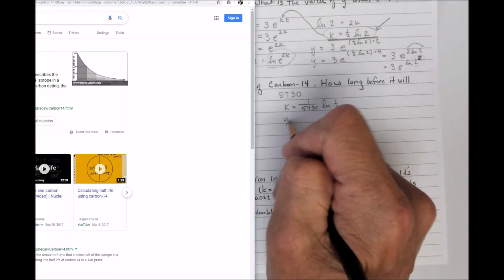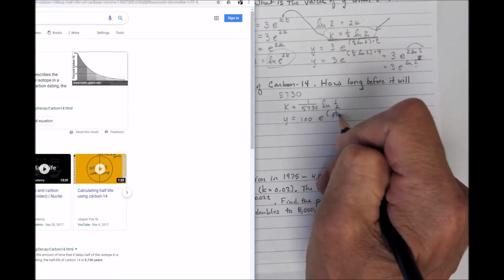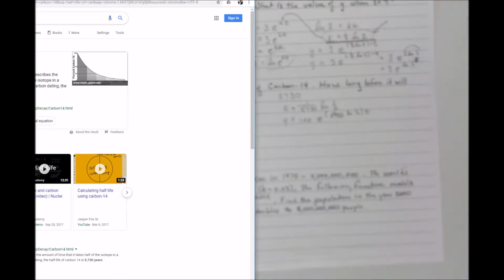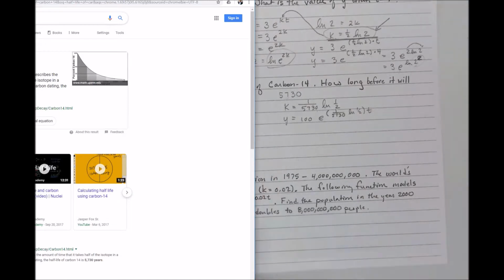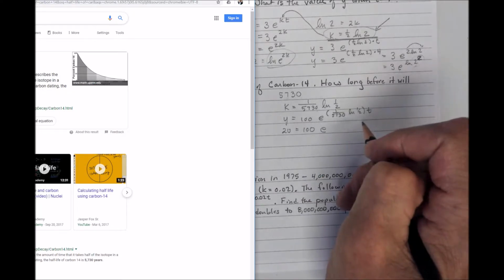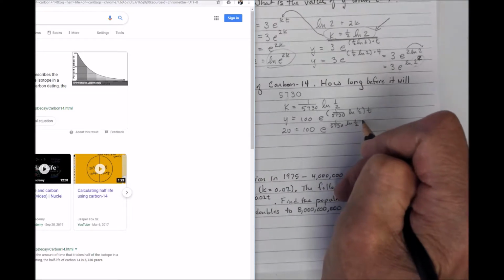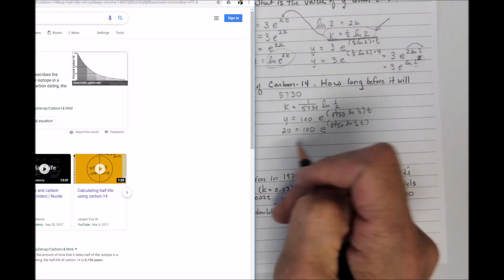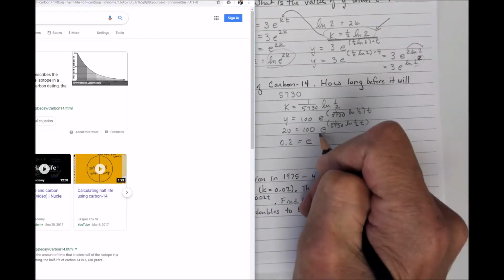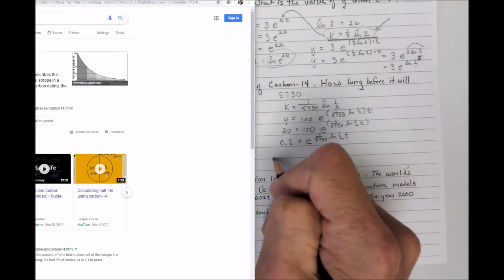I have y now equals 100. Hopefully you'll be able to read this because my handwriting's not very good. 5730, the natural log of 1/2 t. And I'm going to plug in 20 right here in for y. So I get 20 equals 100 e to the 1 over 5,730 natural log of 1/2 t. And if I divide by 100, I get 0.2, or 1/5, is equal to e to the 1 over 5,730 natural log of 1/2 t. I'm going to take the natural log of both sides.